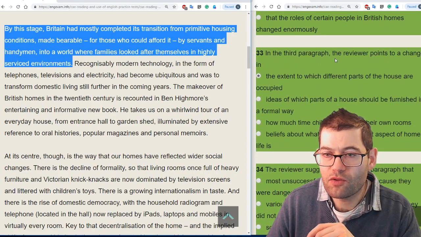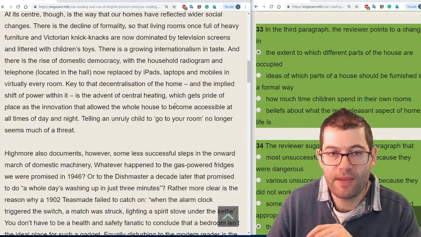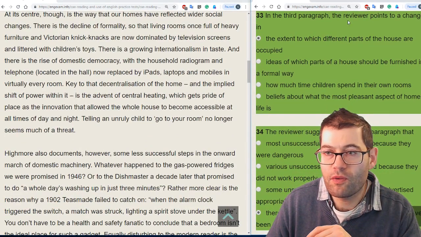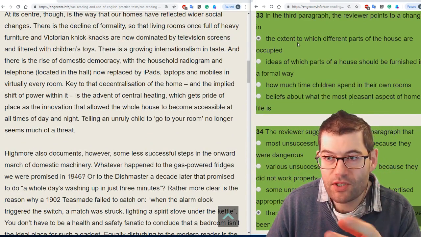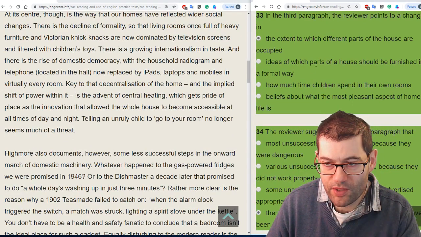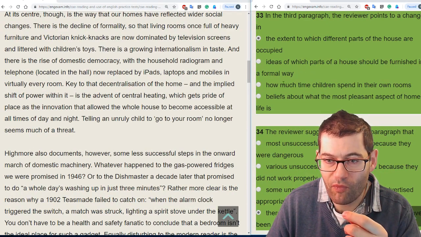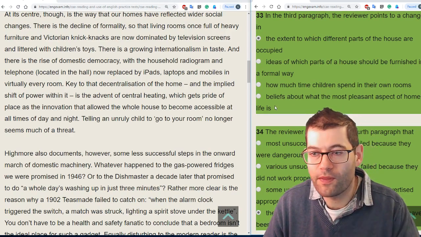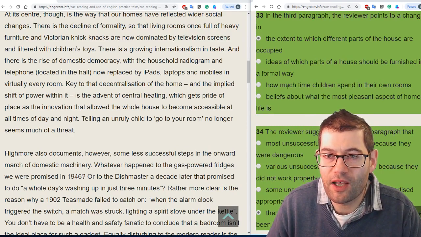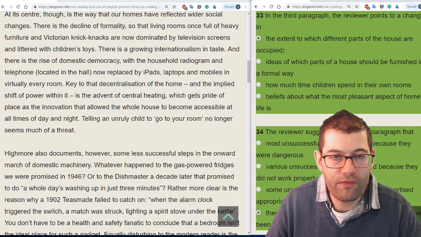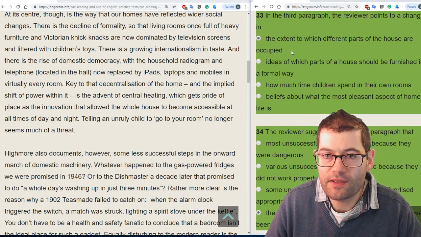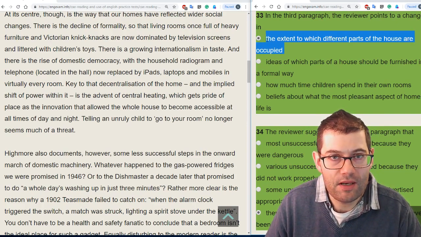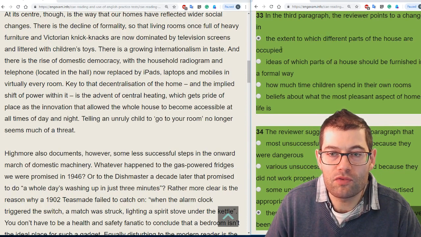Question number 3 is also very helpful because it says in the third paragraph. So let's get there into the third paragraph. The reviewer points to a change in the extent to which different parts of the house are occupied, ideas of which parts a house should be furnished in a formal way, how much time children should spend in their rooms, belief about what the most pleasant aspect of home life is. Now, of course, paragraph 3 touches on all of those things, but the answer is the extent to which different parts of the house are occupied or used.